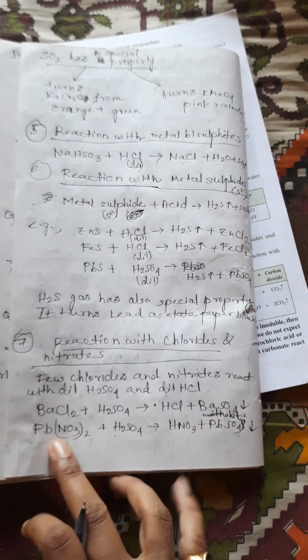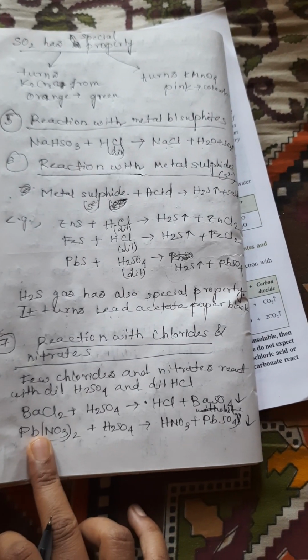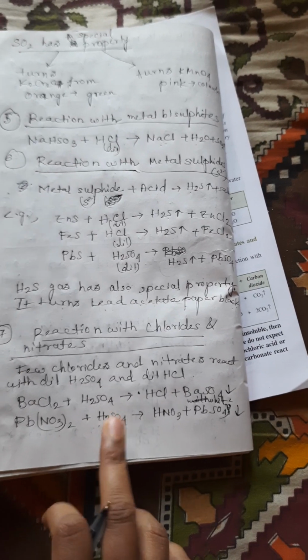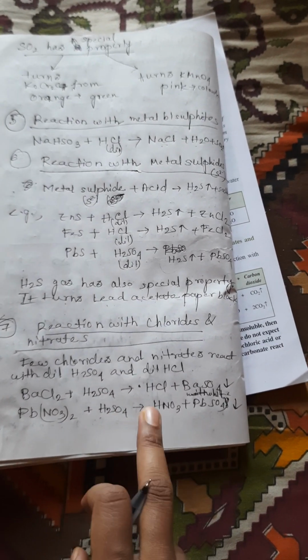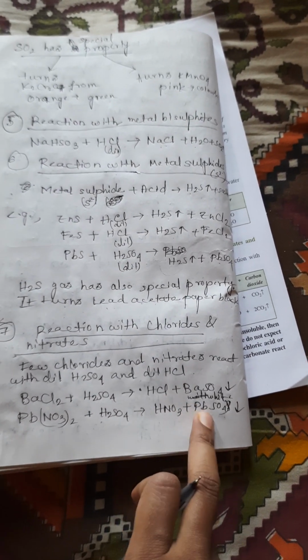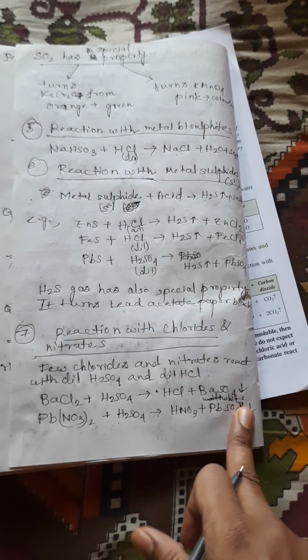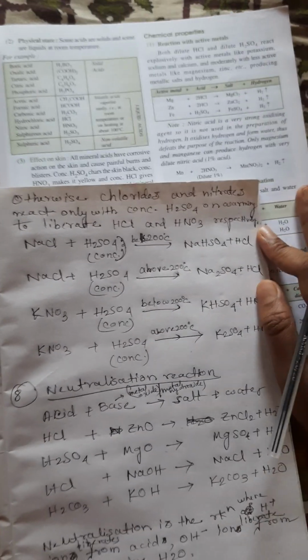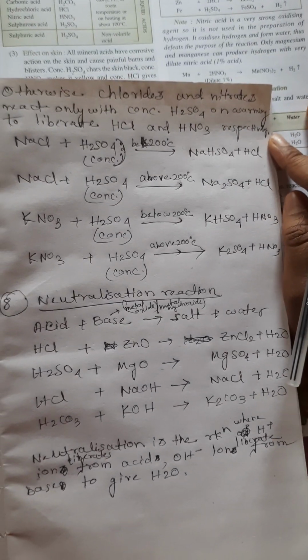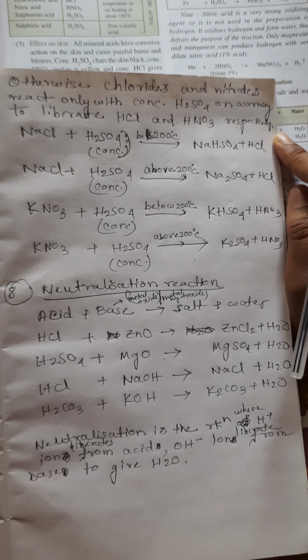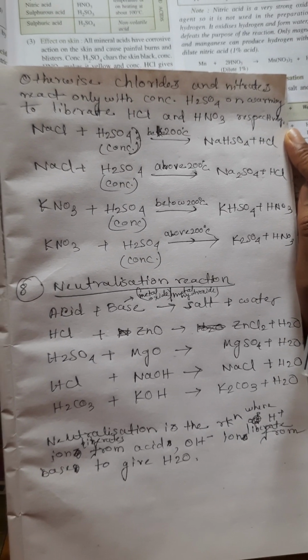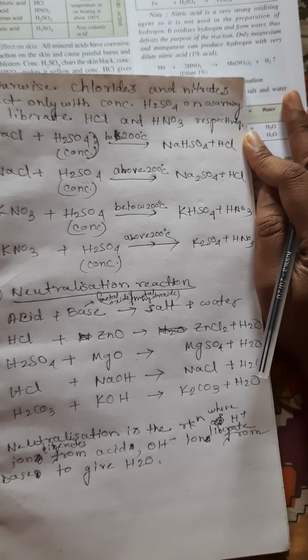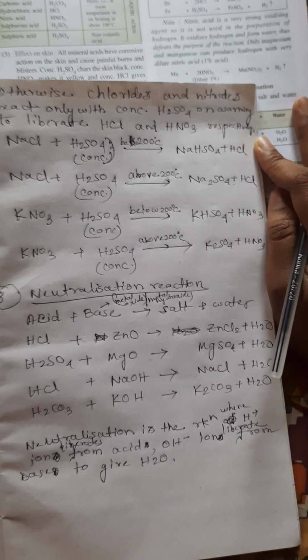Now this is lead nitrate. When it reacts with dilute sulfuric acid, all are dilute, then nitric acid is also produced, and lead sulfate as a precipitate will be produced. Otherwise, chlorides and nitrates react only with concentrated H2SO4 on warming to liberate HCl and HNO3 respectively.